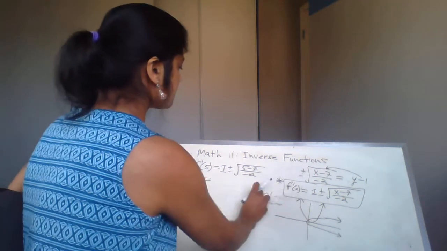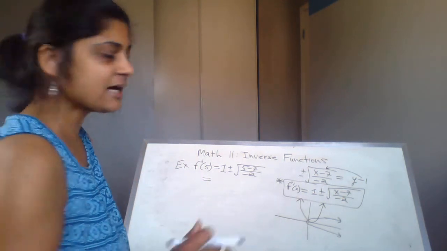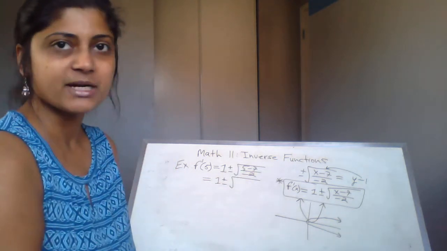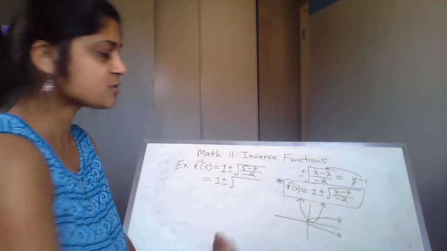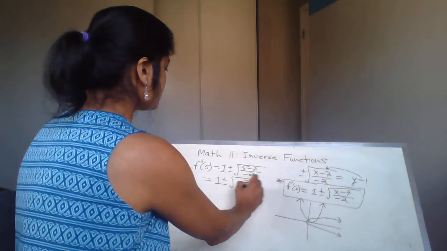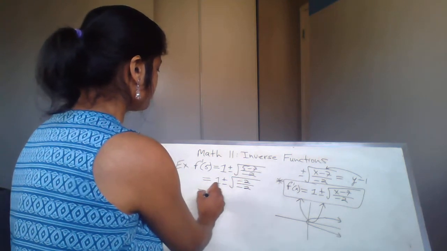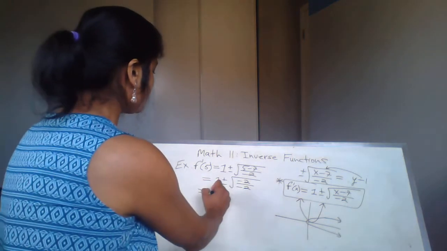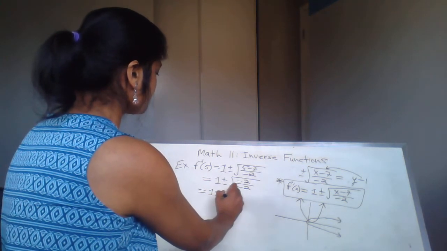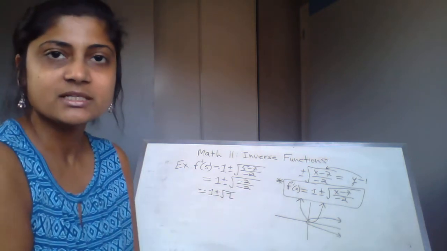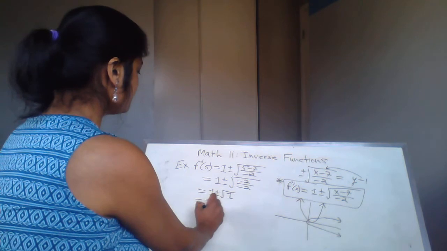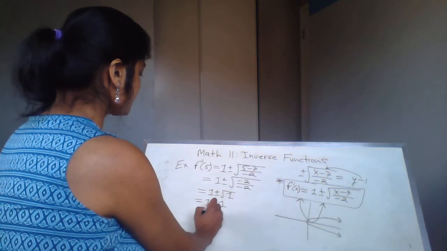So I'm going to just take this off. I have 1 plus or minus, we're doing 5 minus 7 again, which is negative 2. So negative 2 over negative 2, and when you divide that, that's just equal to 1. So I have 1 plus or minus square root 1. The square root of 1 is just equal to 1. So basically, it's 1 plus or minus 1.